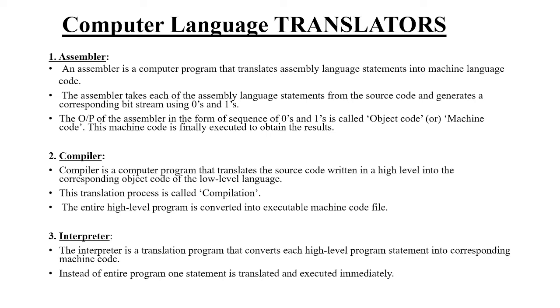So we can say that the interpreter is not going to generate any object code, which is written in a low-level language. Why? Because here the interpreter is translating and executing immediately. So object code is not generated if you are using a translator called interpreter.